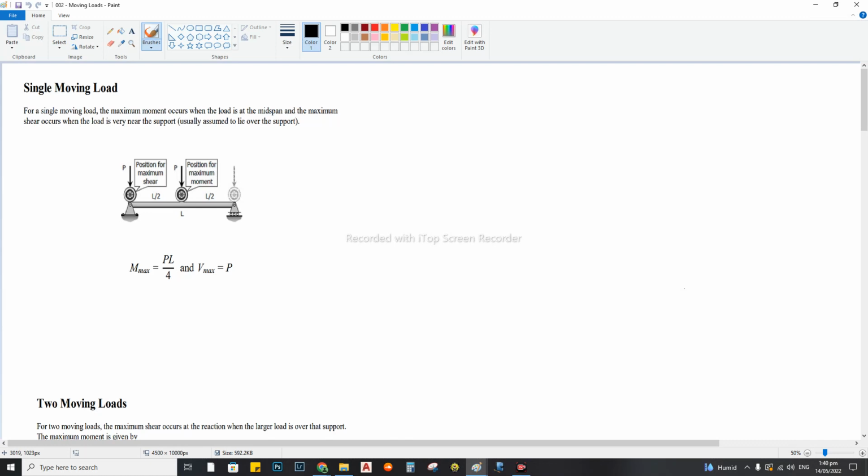For a single moving load, the maximum moment occurs when the load is at the mid span, and the maximum shear occurs when the load is very near the support, usually assumed to lie over the support.